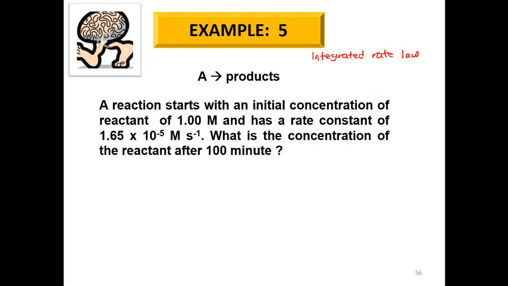Okay, for example, this question ni, a reaction starts with an initial concentration of reactant of 1 molar. So initial concentration maksudnya dia punya A0 lah. And has a rate constant of 1.65 times 10 to the power of minus 5 molar per second. So unit ni adalah penting, unit rate constant ni. Sebab apa? Dia akan menentukan kita punya order of reaction. Bila kita tahu order of reaction, baru kita tahu apa integrated rate law yang kita nak pakai.